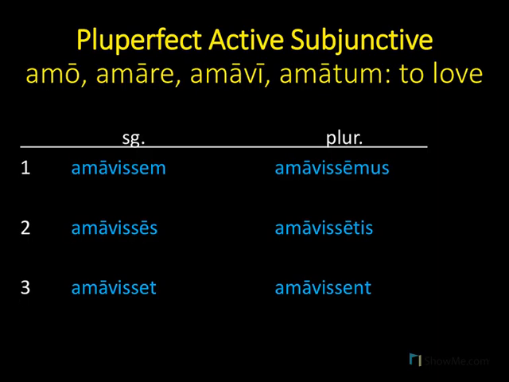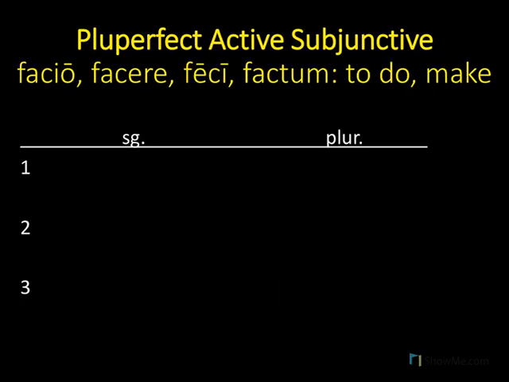And so altogether we have amavissem, amavisses, amavisset, amavissemus, amavissetis, and amavissent. The same process applies to all verbs, no matter what conjugation they are. And so let's take a look at one more example.